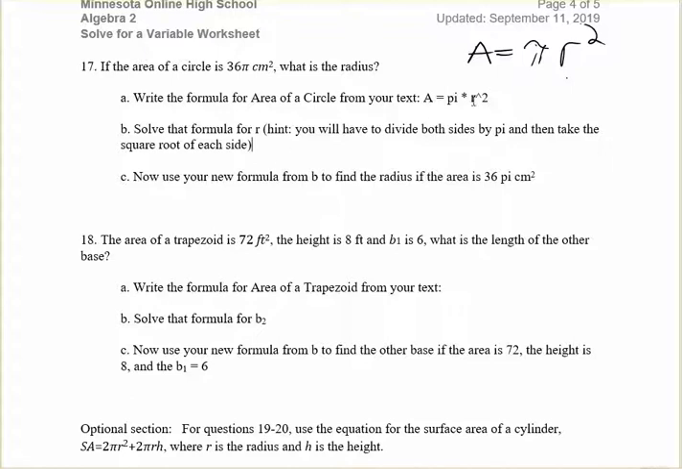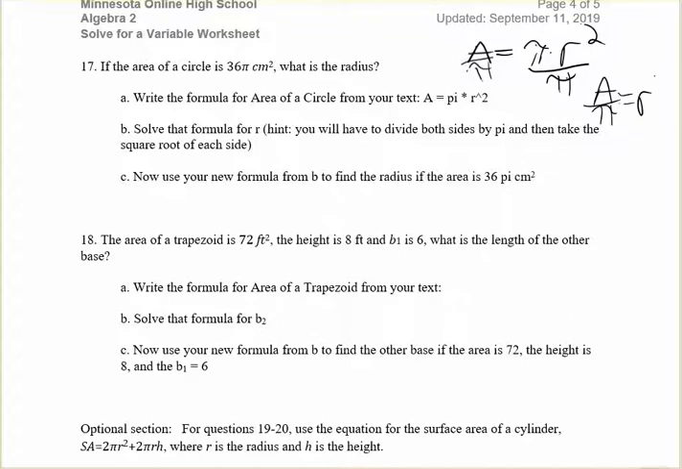Now I want to solve this formula for r, because I want it to be, what is the radius? I want r equals instead of A equals. So here's what we got: area equals pi times r squared. r is the variable that I want by itself. So I'm going to divide both sides by what's being multiplied by the radius, which is pi. So the first thing I'm going to do is divide both sides by pi. So I would have now area over pi equals r squared.